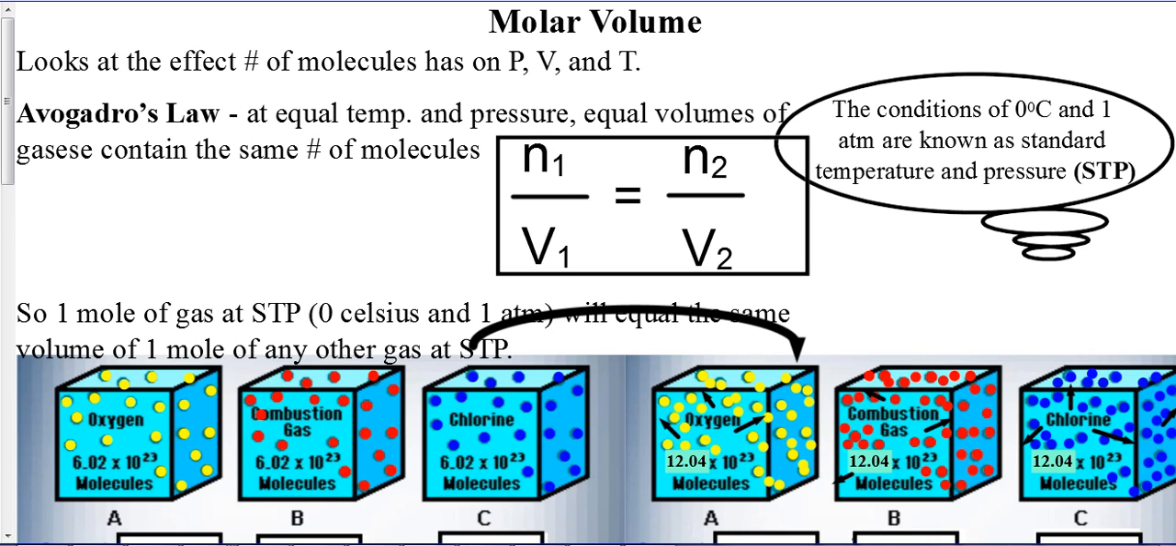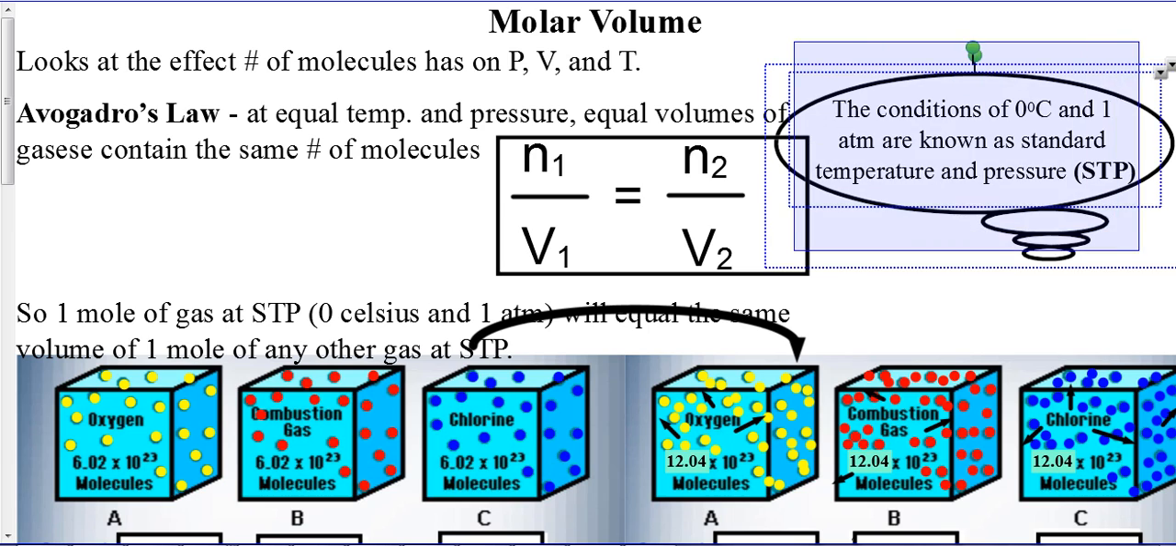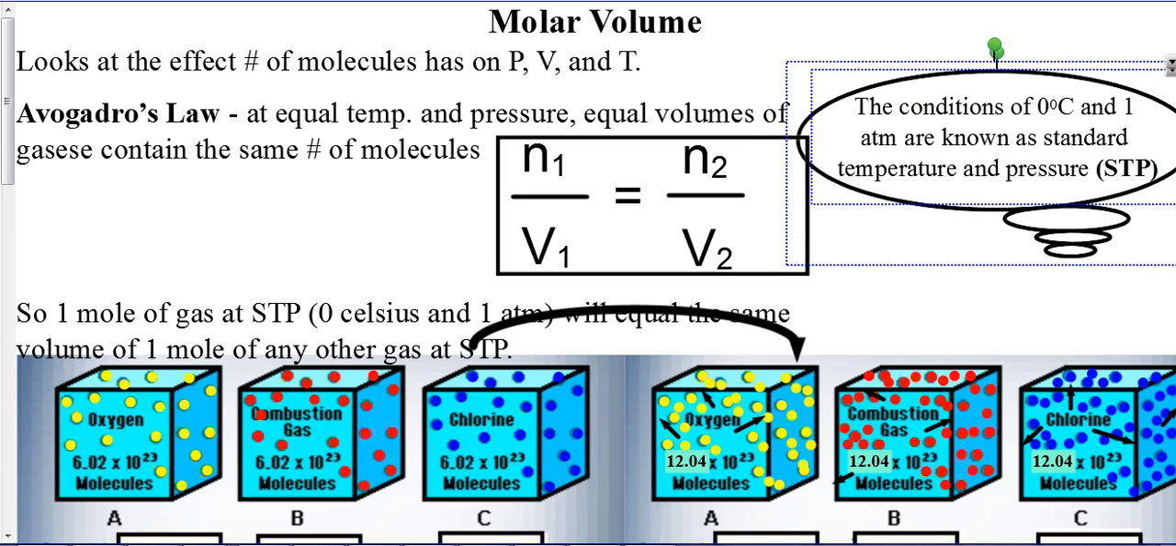So standard temperature and pressure, as you see over here in the bubble, is 0 degrees Celsius and 1 atmosphere. That's something that's important to know. If you ever see STP, then you know that's standard temperature and pressure: 0 degrees Celsius and 1 atmosphere.